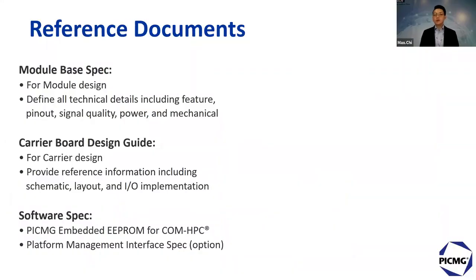Then, COM-HPC has prepared some reference documents for you. First is the module-based spec. It's mainly for module design, and it defines all the technical details, including feature, pinout, signal quality, power, and mechanical. Also, for users like you, COM-HPC also prepared a carrier board design guide for you to design your own carrier board. It has reference information like schematic, layout, and I/O implementation suggestions.